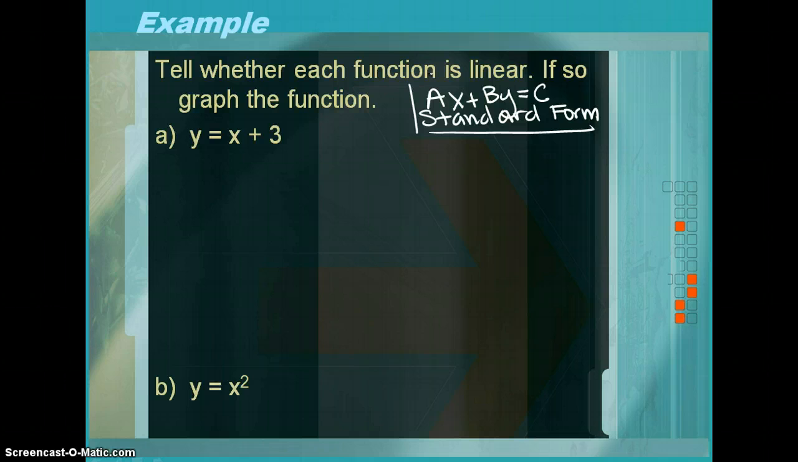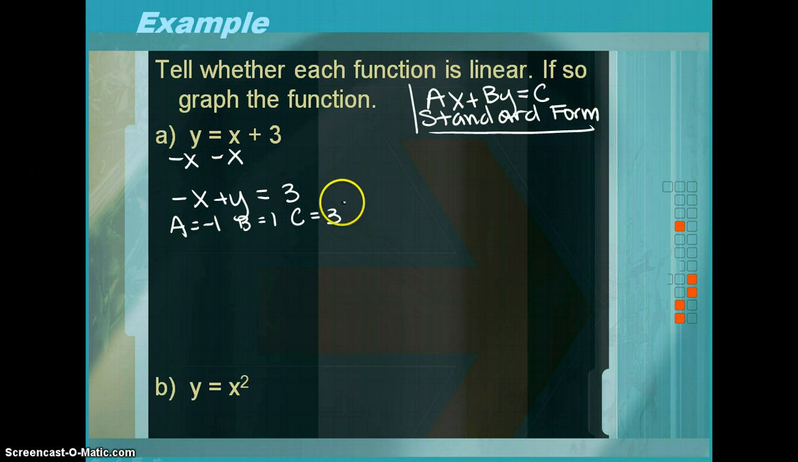So if we look at a, where it has y is equal to x plus 3, we need to see whether or not we can rewrite it so that it looks like ax plus by is equal to c. If we subtract x from both sides, we'll get negative x plus y is equal to 3, where a is equal to negative 1, b is equal to 1, and c is equal to 3. Therefore, this is linear.